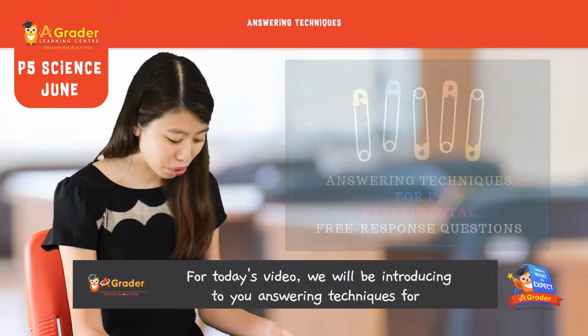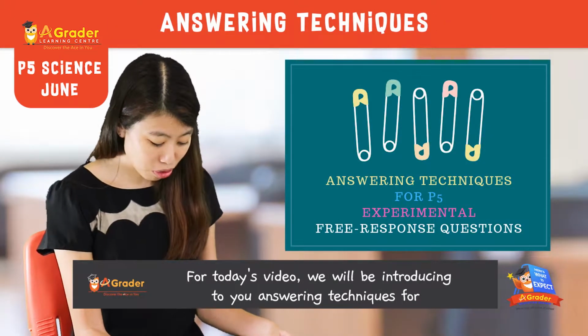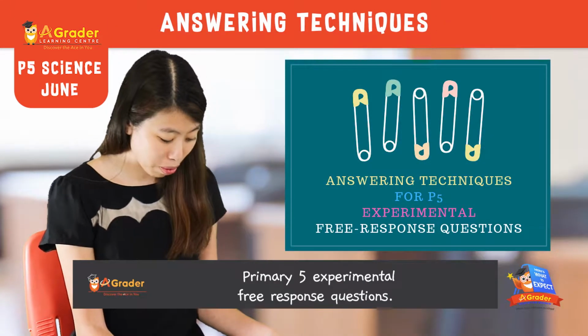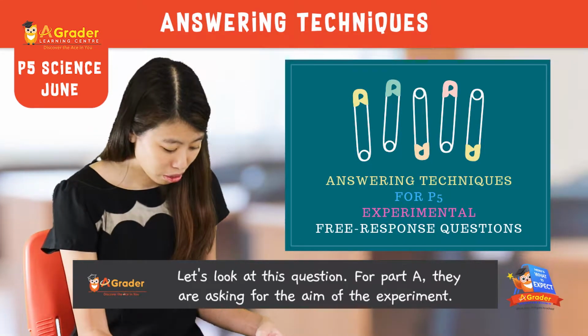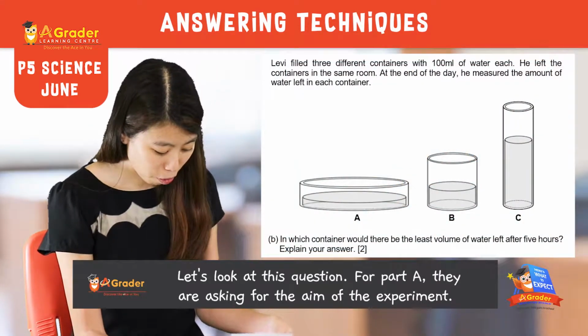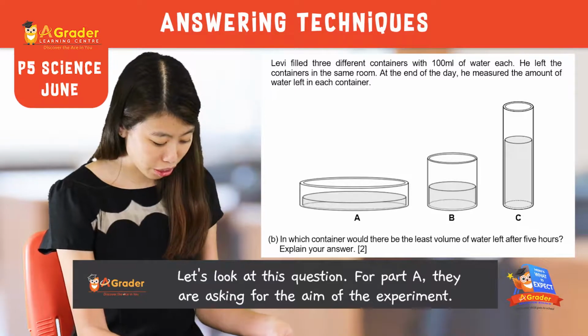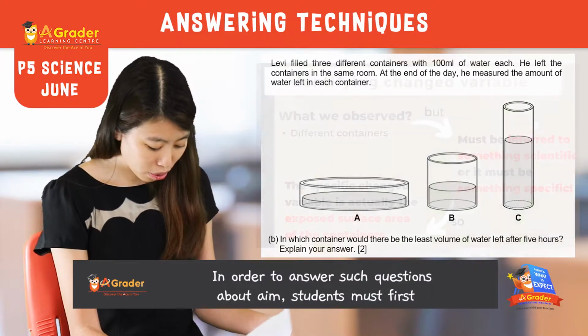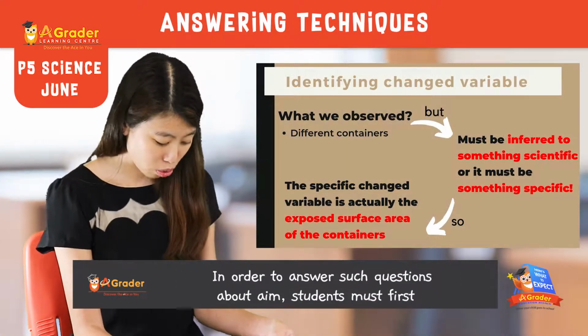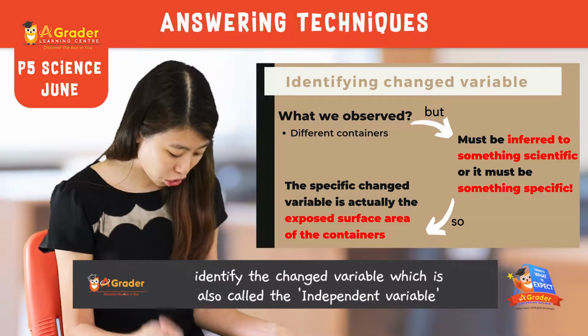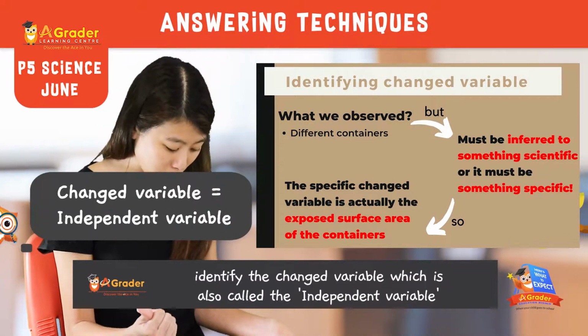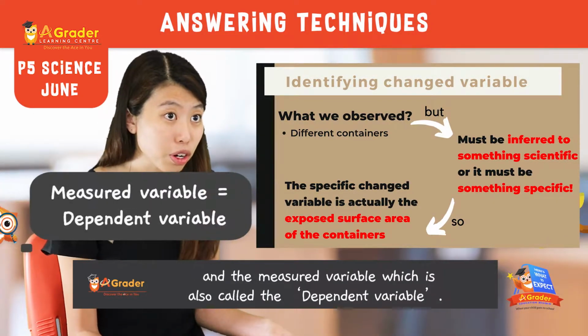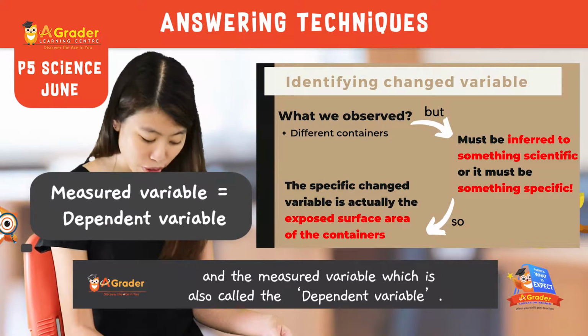Okay, for today's video, we will be introducing answering techniques for Primary 5 experimental free response questions. So let's look at this question. For part A, they are asking for the aim of the experiment. In order to answer such questions about aim, students must first identify the change variable, which is also called the independent variable, and the measured variable, which is also called the dependent variable.